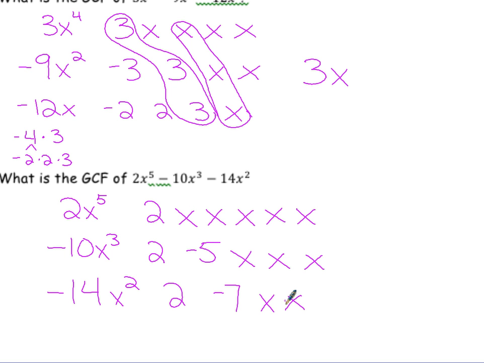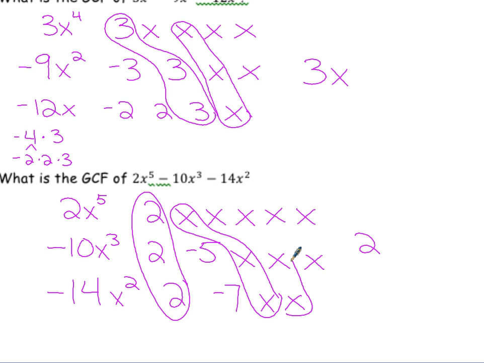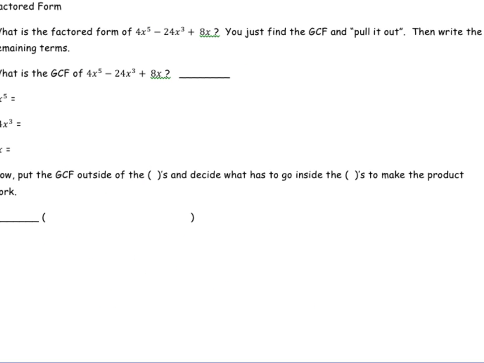All right, so the biggest number they all have in common is 2. And the most number of x's that they have in common, looks like they have 2 x's in common. 1 and another 1. So we have 2 x's in common, x squared. So the greatest common factor, therefore, is 2x squared. Okay.